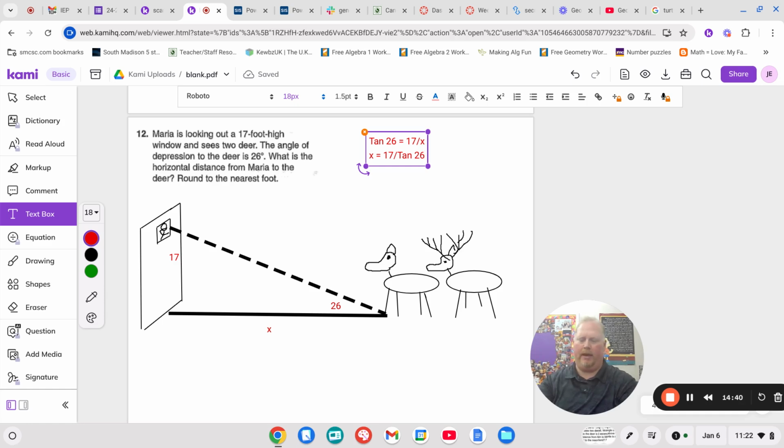And that's what I type in my calculator. 17 divided by the tangent of 26. And it says round to the nearest foot. So I get 34.85. That rounds to 35 feet.